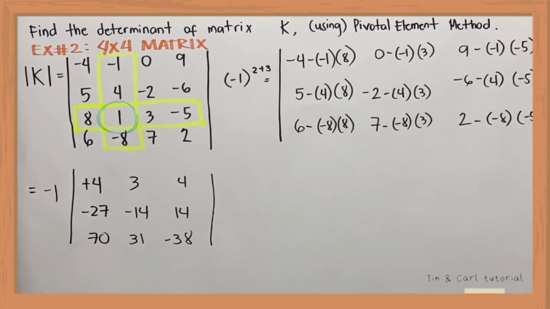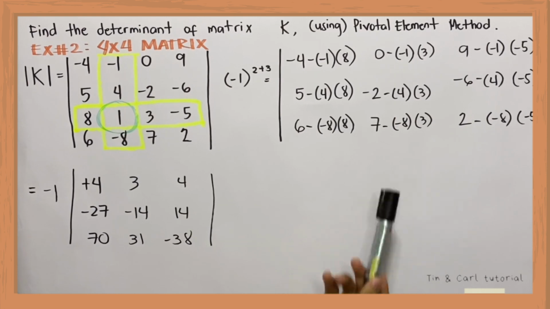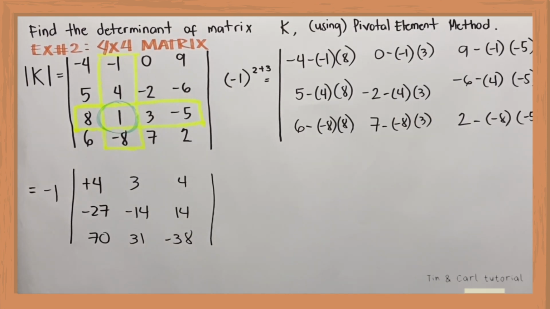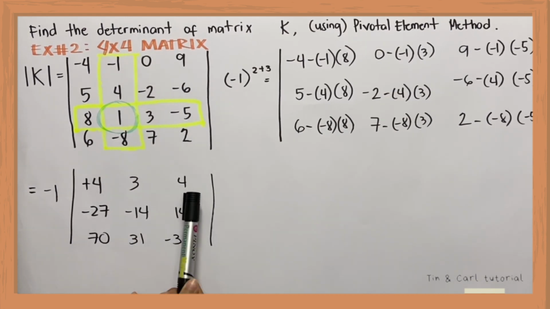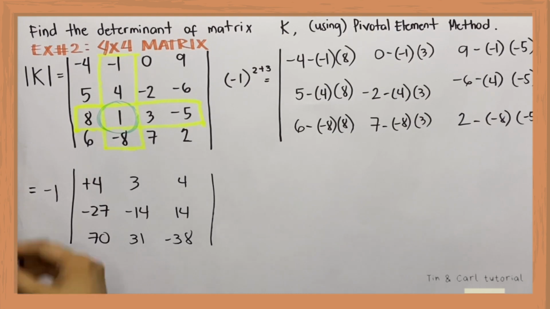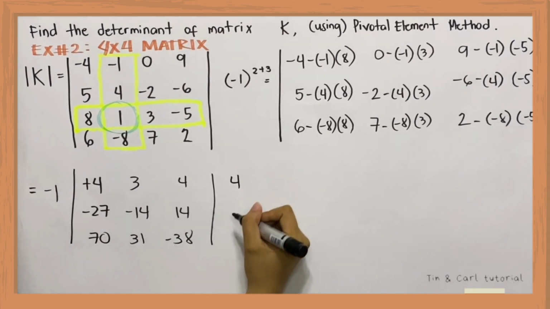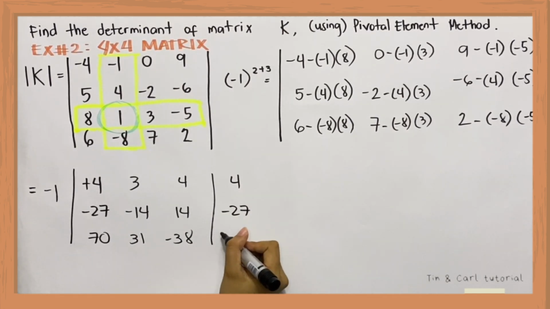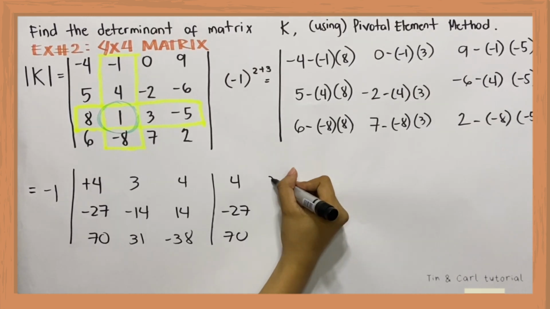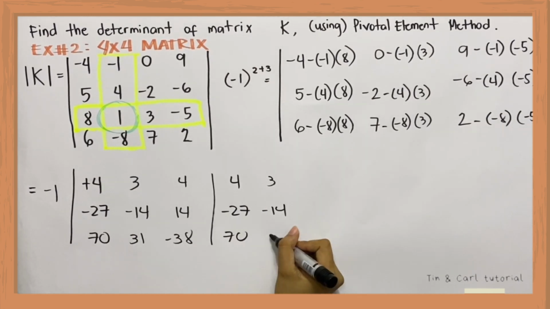Ayan, nakuha na natin yung mga sagot dito sa part na to. So, we have positive 4, negative 27, 70, 3, negative 14, 31, 4, 14, and negative 38. So, mapapansin nyo, from 4x4 matrix ngayon, 3x3 matrix na lang siya. So, to solve this 3x3 matrix, we need to copy the first and second column to the right side. So, ika-copy lang natin to. So, 4, negative 27, 70, 3, negative 14, and 31.